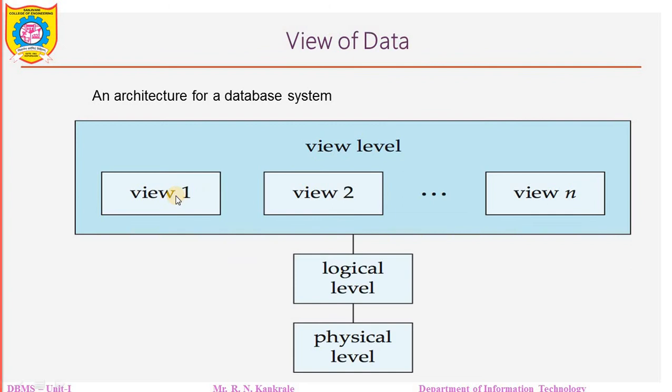View 1, let us say, is the manager of the bank. View 2 is the customer of the bank. View N is the different employees of the bank. So all these people have different views of the database.